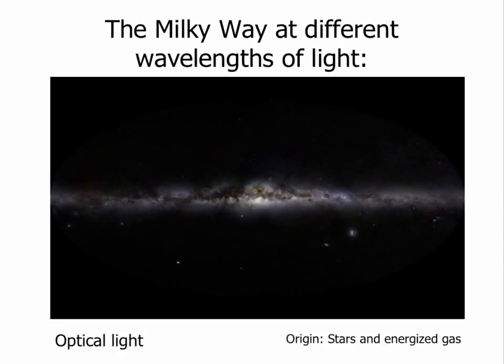So again, moving shorter in wavelength, higher in energy, this is that same optical light picture we saw earlier. Just again, reminding you what it looks like. Optical light tends to come from stars, like the sun, other stars because we see them, and also on occasions from energized gas, like the Orion Nebula.